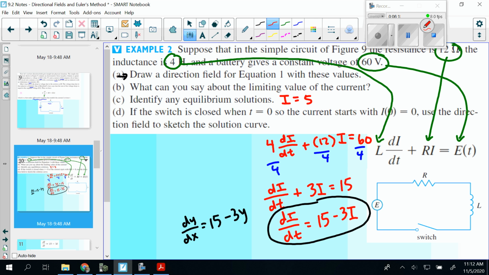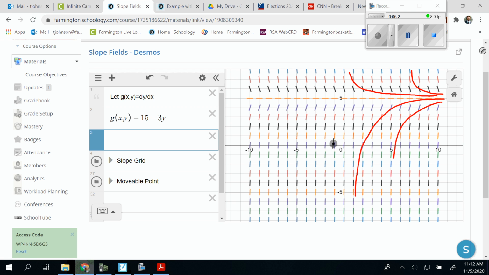All right, last part. If the switch is closed when t equals 0, so the current starts at the point 0, 0, use the directional field to sketch that one out. So let's go back to our picture here. Erase these. Let's start at 0, 0, which is right here. Following the slope field, it looks like it's going to do something like this. So the current would grow until it reaches 5 amps, and then it stays like that.